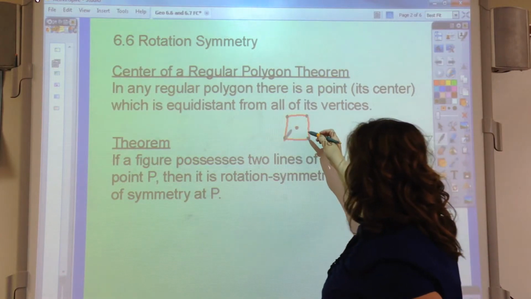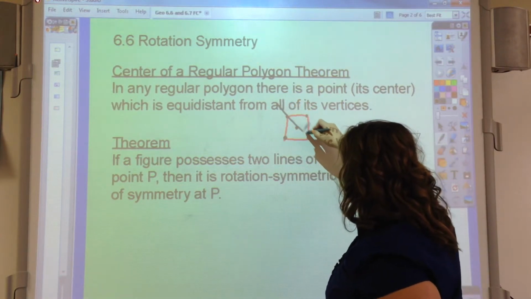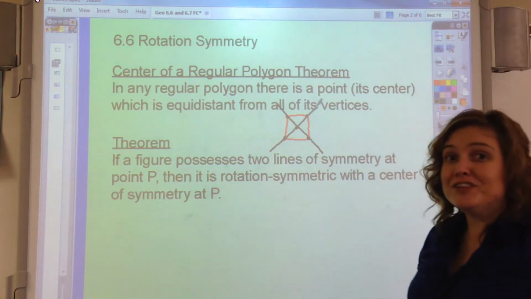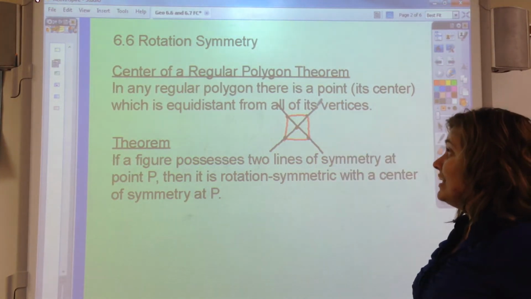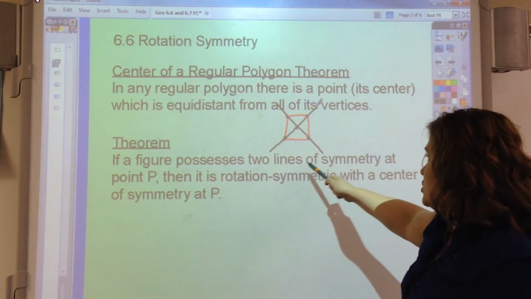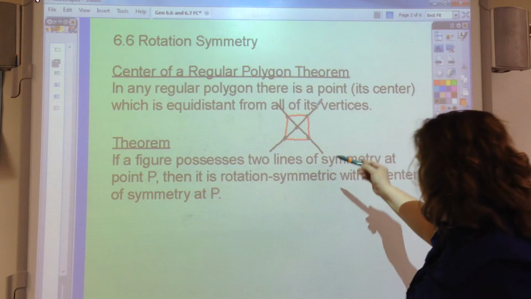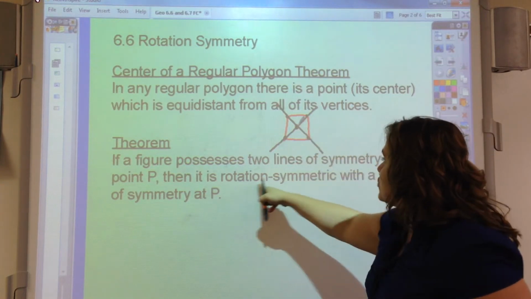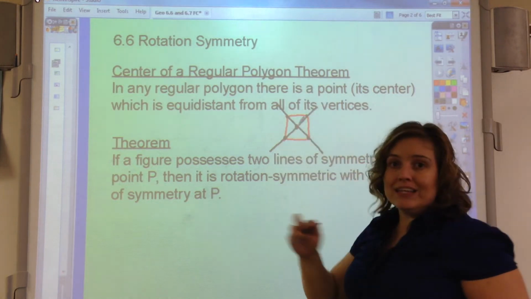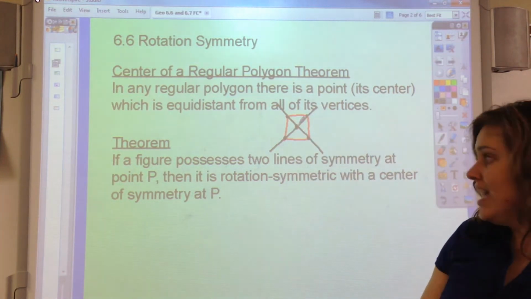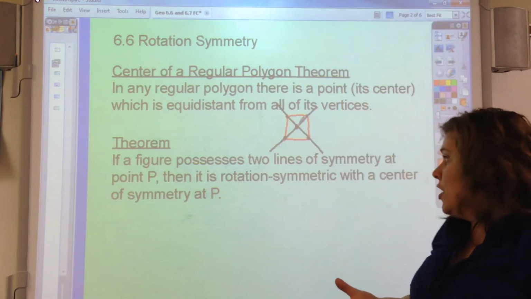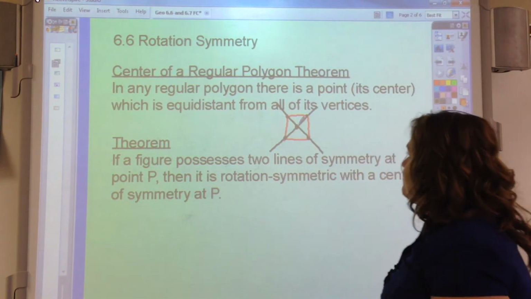Now, hopefully you can see that I could draw a line of symmetry through at least two of those angles, and hopefully you can start to see that you could draw at least two more lines of symmetry. Now, if a figure possesses two lines of symmetry at point P, and I've already drawn them, it's rotationally symmetric with a center at P. So I need to be able to draw at least two lines of symmetry at P to have rotational symmetry.